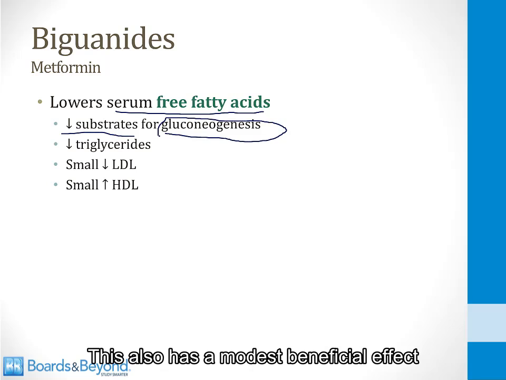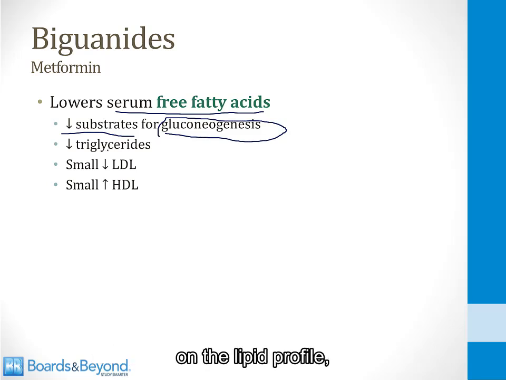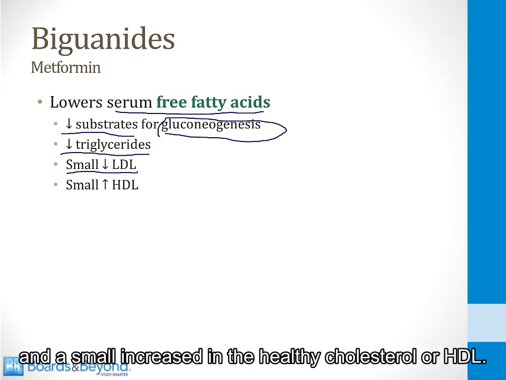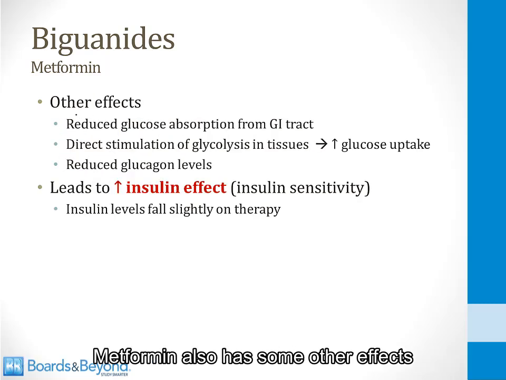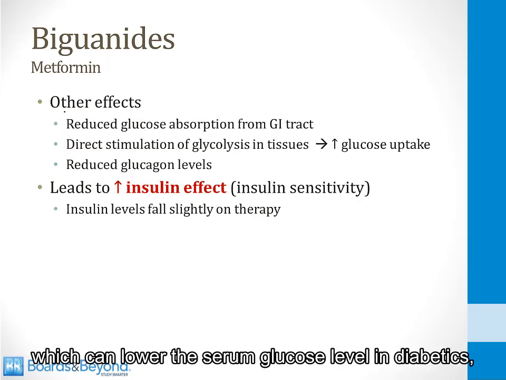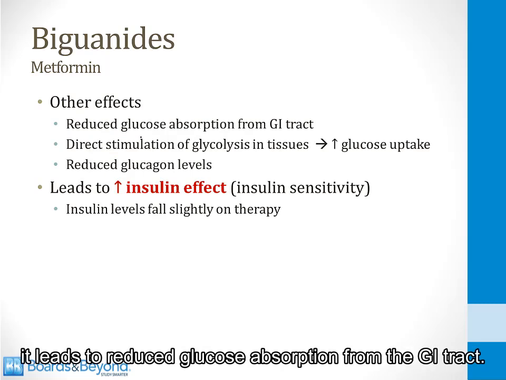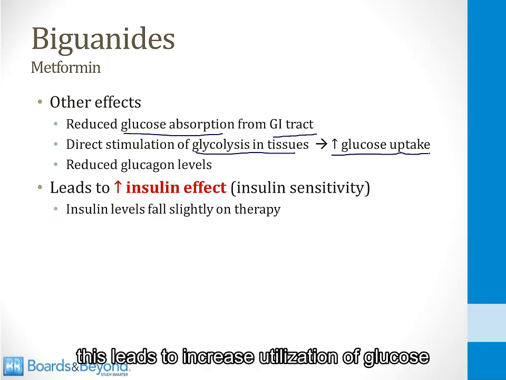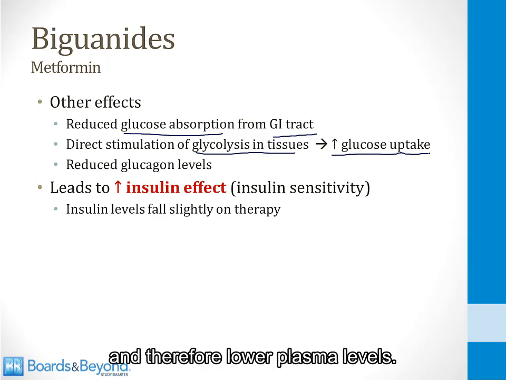This also has a modest beneficial effect on the lipid profile. There will be a decrease in the number of triglycerides in the serum. There's a small decrease in the amount of bad cholesterol or LDL and a small increase in the healthy cholesterol or HDL. Metformin also has some other effects which can lower the serum glucose level in diabetics. It leads to reduced glucose absorption from the GI tract. It has a direct stimulatory effect on glycolysis in tissues. This leads to increased utilization of glucose and therefore lower plasma levels.